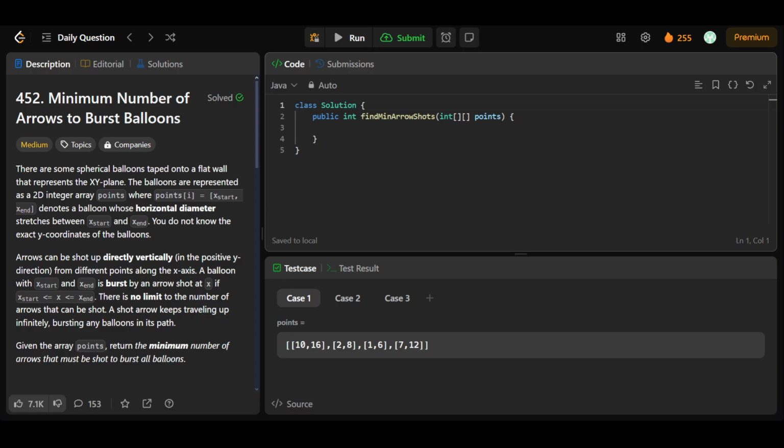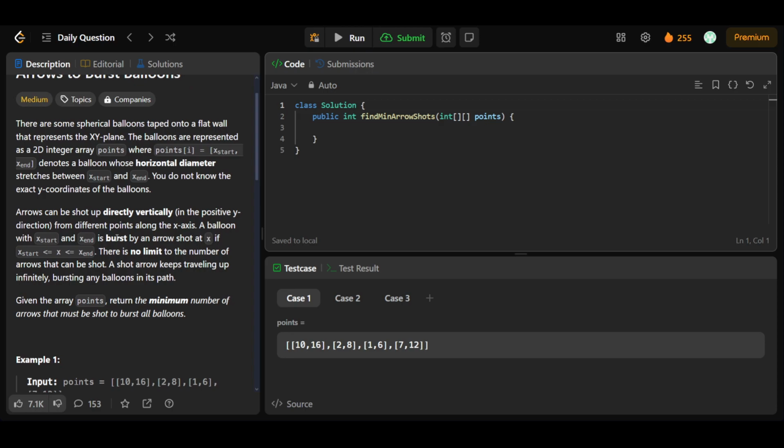So hello people, today we'll be solving LeetCode daily question 452, that is minimum number of arrows to burst balloons. In this we'll be given some spherical balloons taped onto a flat wall that represents the XY plane, and the balloons are represented as a 2D integer array points, where points[i] represents the coordinates of a balloon, x start and x end, the horizontal diameter, that stretches between x start and x end, and we don't know the exact y coordinates of the balloons.